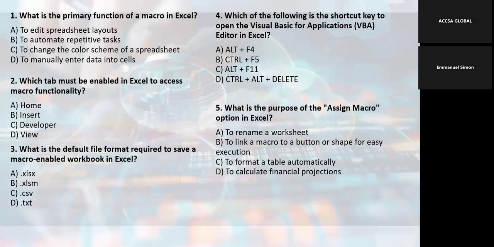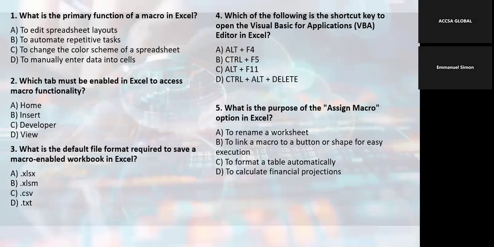Number 2: Which tab must be enabled in Excel to access macro functionality? A, Home. B, Insert. C, Developer. D, View. It is the Developer tab. We have to enable it. By default, it's turned off, so we have to turn it on.